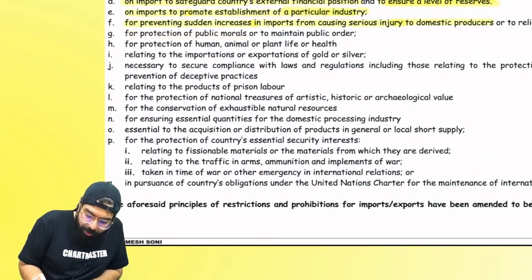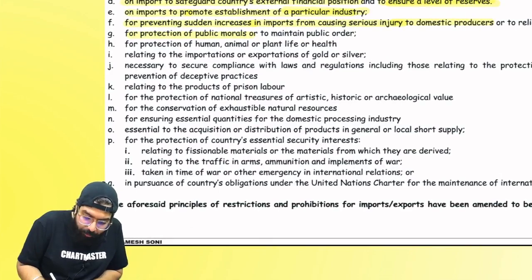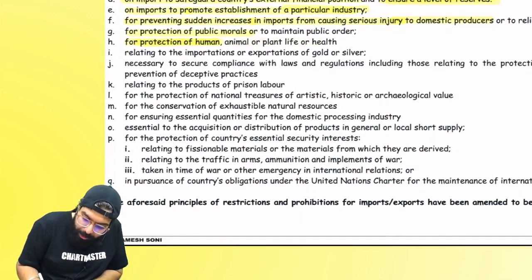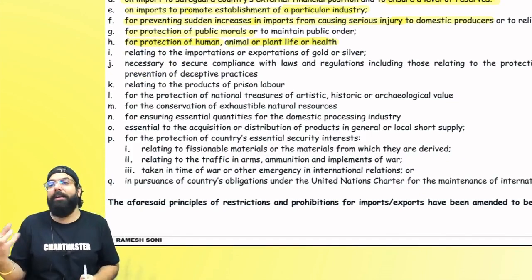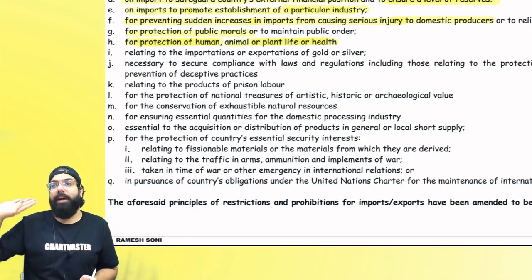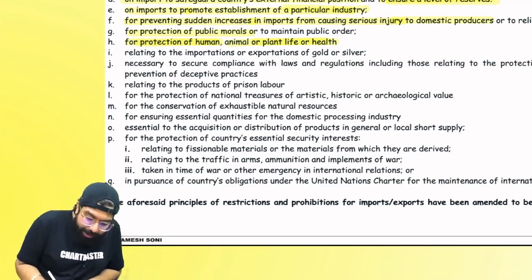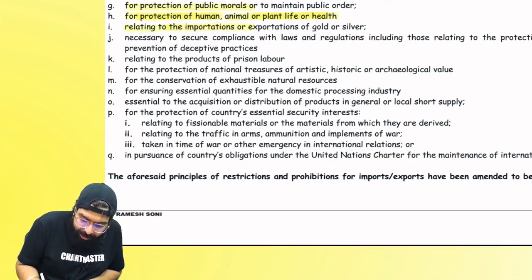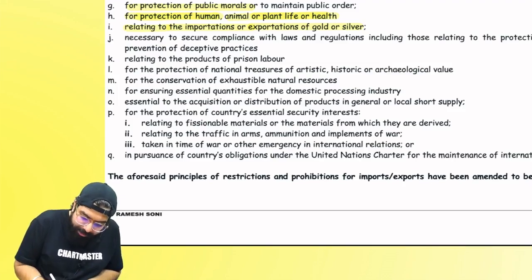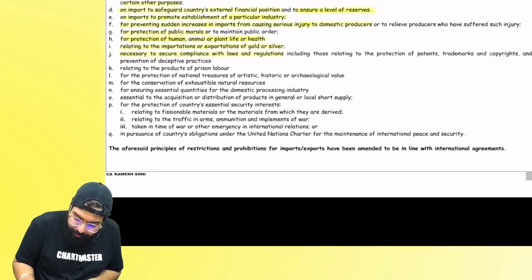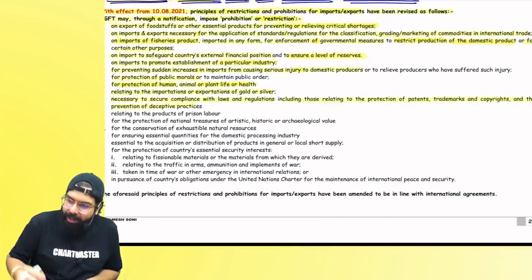Now, for protection of public morals, they might not want any item to be imported or exported. For protection of human, animal, plant life, etc., they can impose a restriction. Maybe a plant or animal outside India has flu. They are saying you can't bring chickens into India. They can impose a restriction. Relating to importation and exportation of gold and silver, they can create restriction. Then, necessary to secure compliance with laws and regulations, including those relating to protection of patent, trademark, copyright, etc., they can create a restriction.